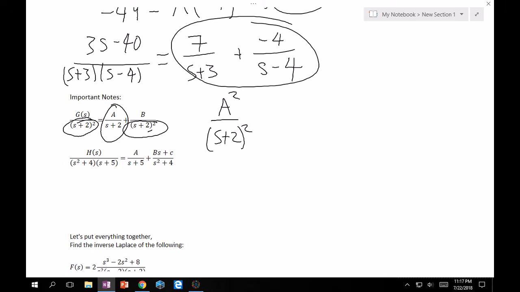And then the second one is what I was talking about. This s squared + 4 yields complex roots, right? And so that's what's called an irreducible factor. And so that's when you have this Bs + C on top. That's the only case when you do. And then this s + 5, obviously, it's just a constant on top. So as long as you have these two clear, everything should be good to go.